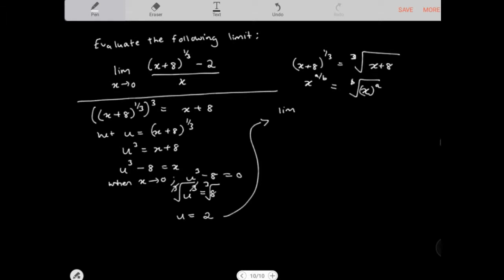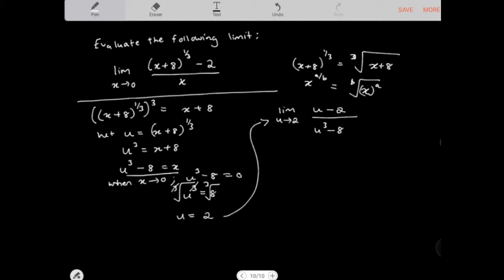So I'm going to change this limit expression, which was in terms of x, into terms of u. So limit as u approaches 2. Wherever you see x, you have to plug in u. You can notice that x is u cubed minus 8, so for x on the denominator, we have u cubed minus 8. On the numerator, we have (x plus 8) to the power 1/3, which is u, and you have u minus 2. And now you can see this is a much simpler expression.